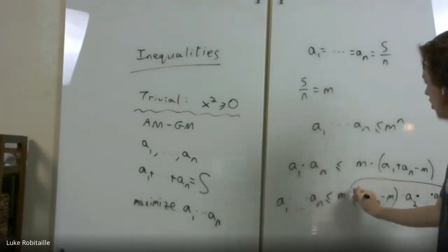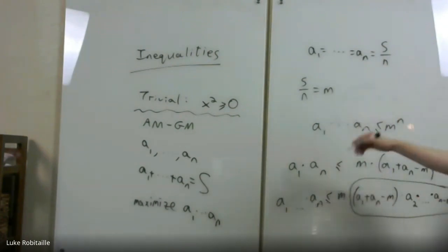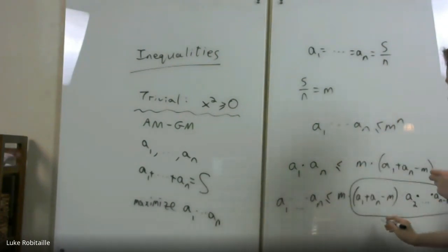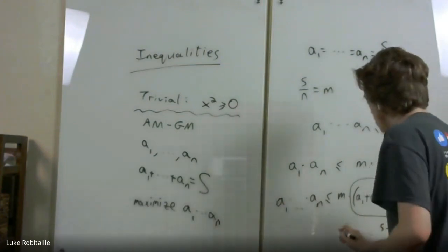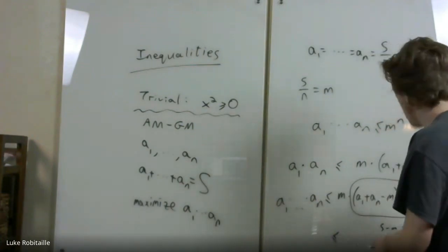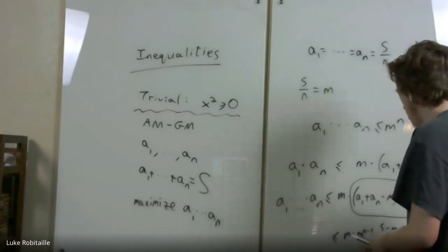Because now look at this, we have n minus 1 real numbers. And what is their sum? Their sum is the sum of all the AIs, which is S, minus M, which is equal to n minus 1 times M, meaning their mean is M. Meaning, by the inductive hypothesis, their product is at most M to the n minus 1. And so we're just done.